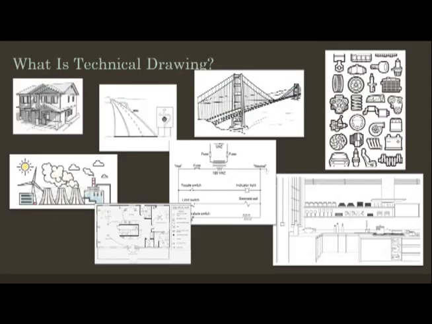So what is technical drawing? Construction contractors use technical drawings to build homes, roadways, sewage systems, bridges, and power plants. Manufacturers need technical drawings to produce all types of products, from automobile parts to microchips, from lighting fixtures to refrigerators. Here we have our power plant, and here is our design for a kitchen, and here we have an electrical plan.